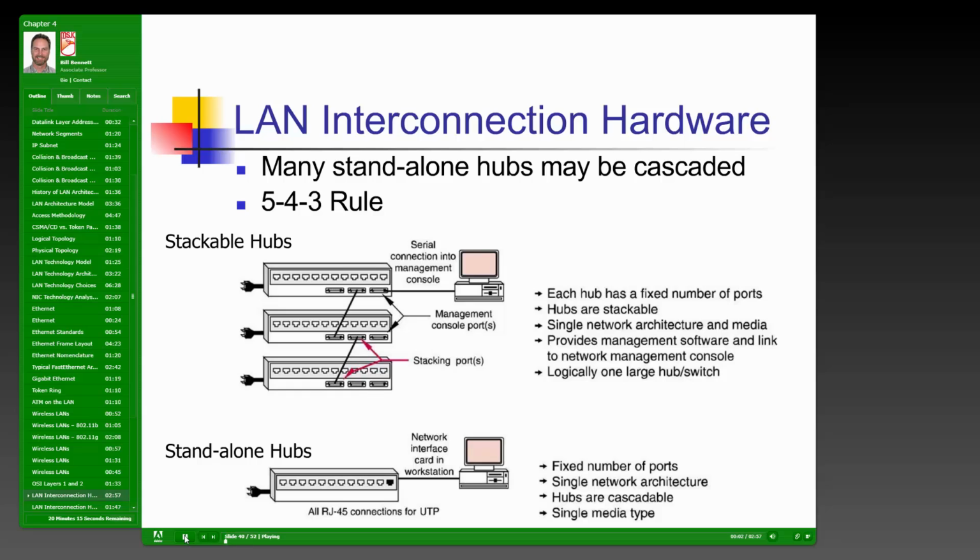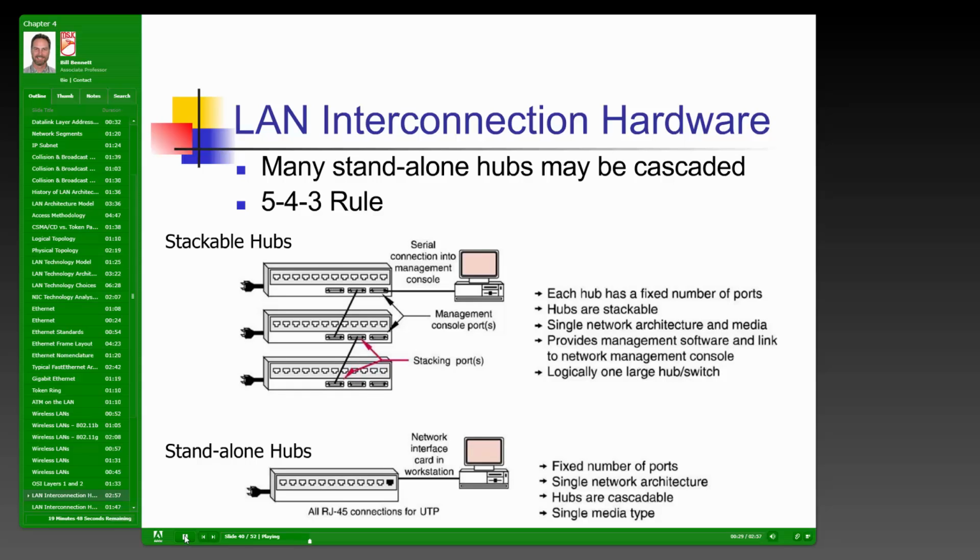So we finished looking at the individual architectures that are available for local area networks. Now we're going to take a look at some of the equipment that is used, starting with hubs here. There are different types of hubs: stackable hubs, standalone hubs, and then also we want to talk about the 5-4-3 rule. In fact, let's start with the 5-4-3 rule.